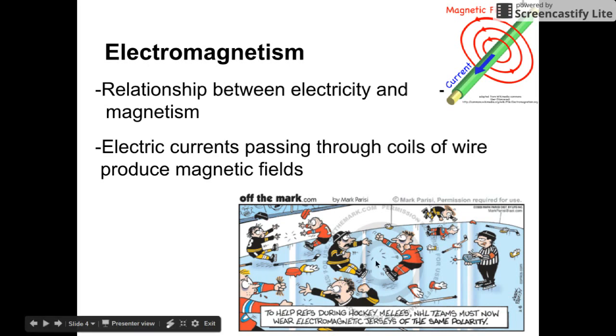Now, what's interesting is they need jerseys of the same polarity because, as we know with magnets, when they are the same, they repel. So because this is an electromagnet, they can play the hockey game as normal. And when the fighting occurs, we switch on the electromagnet. Their shirts all become the same polarity, and now no one can get near each other to fight because that magnetic field in the shirt has basically bumped into the magnetic field of the other team's jersey, and they can't get near each other to fight.